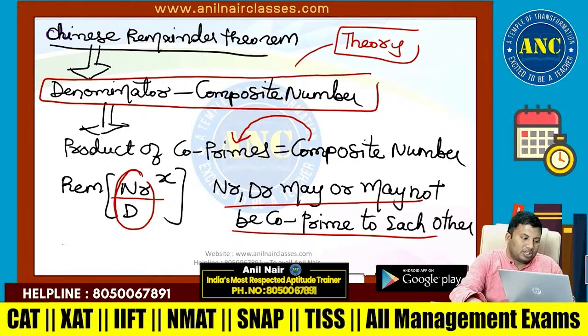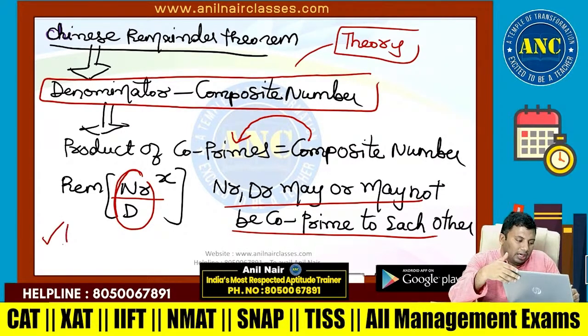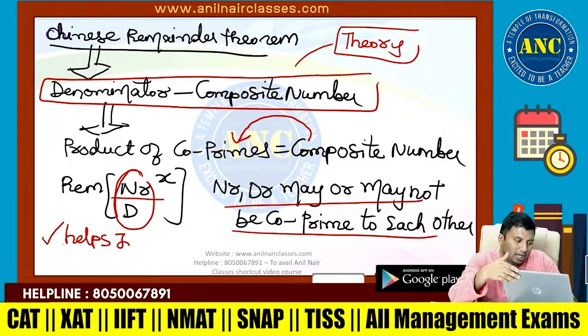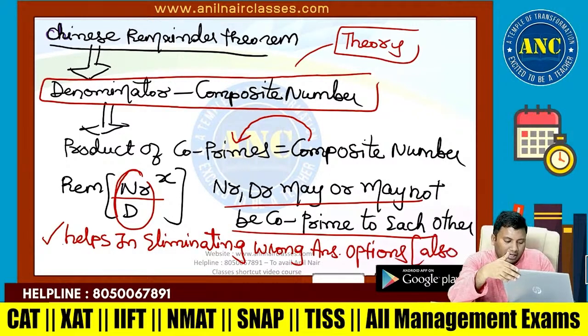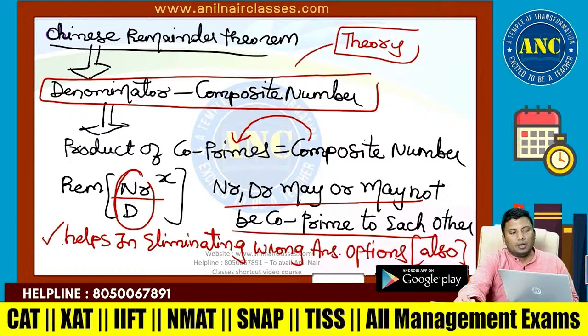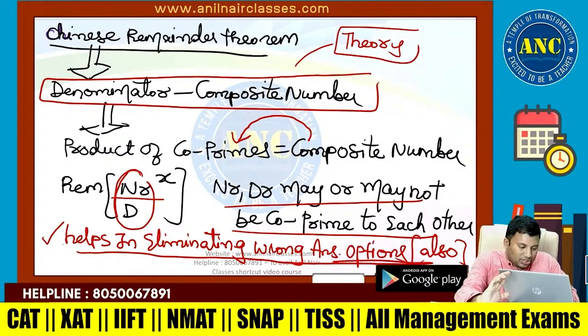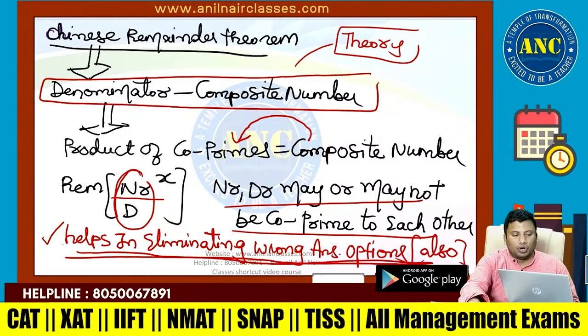What is the importance of this Chinese remainder theorem? It helps in eliminating wrong answer options also. By using Chinese remainder theorem, you can eliminate wrong answer options. Let us do a few examples.